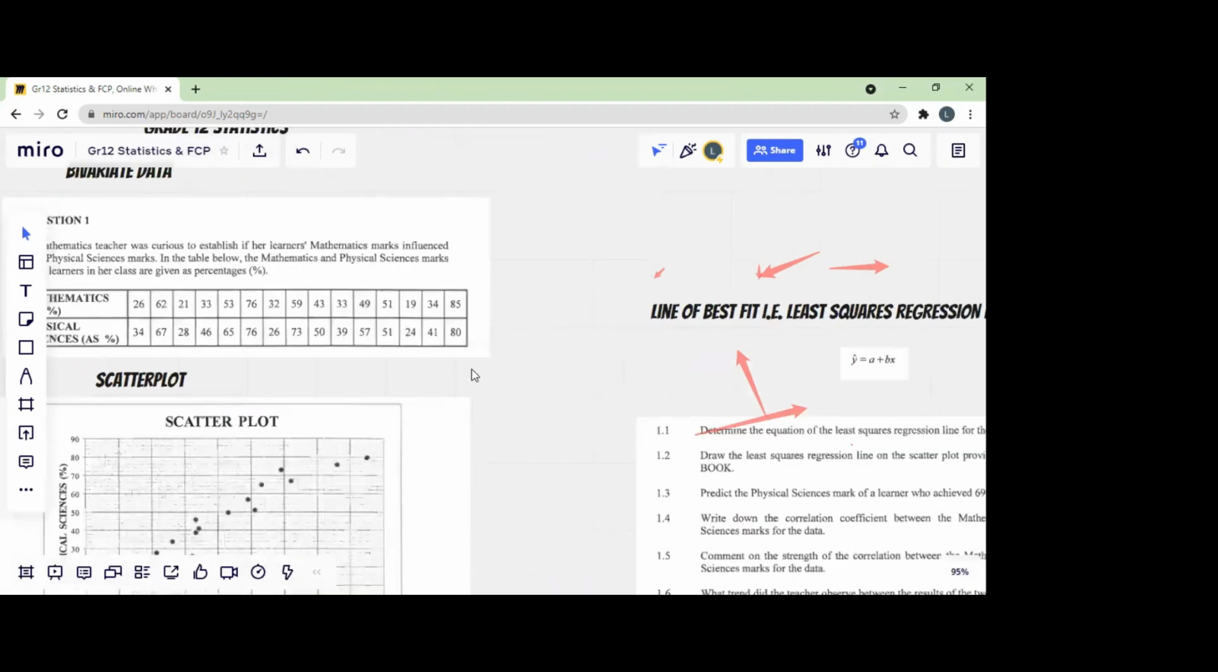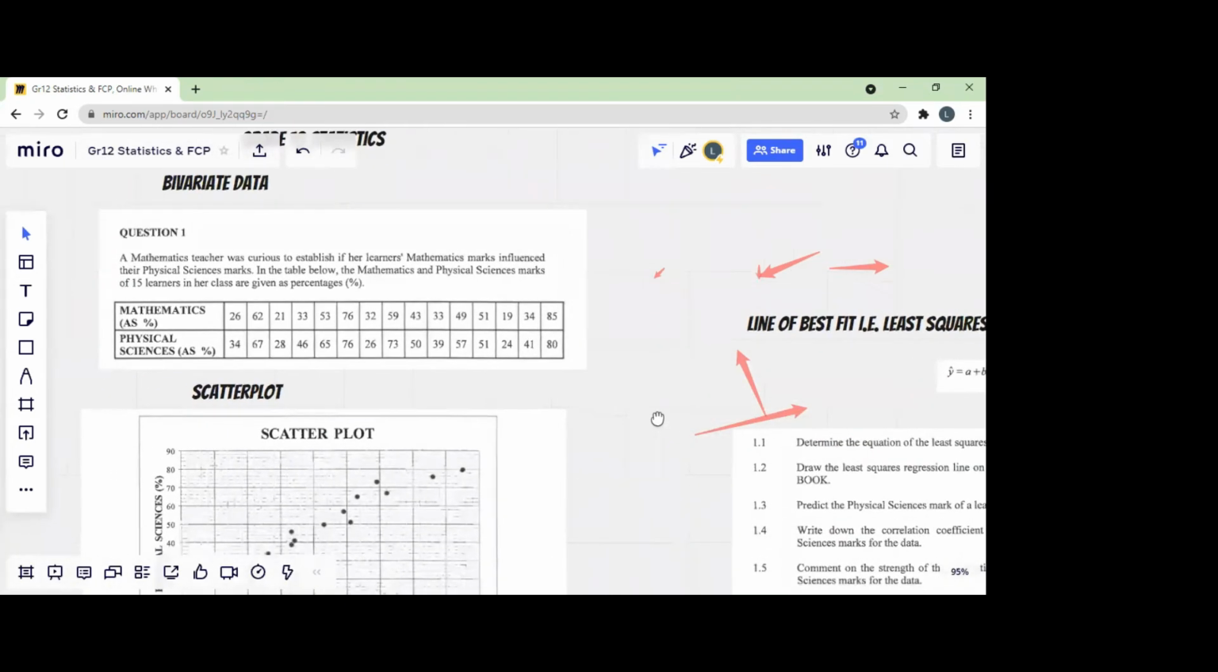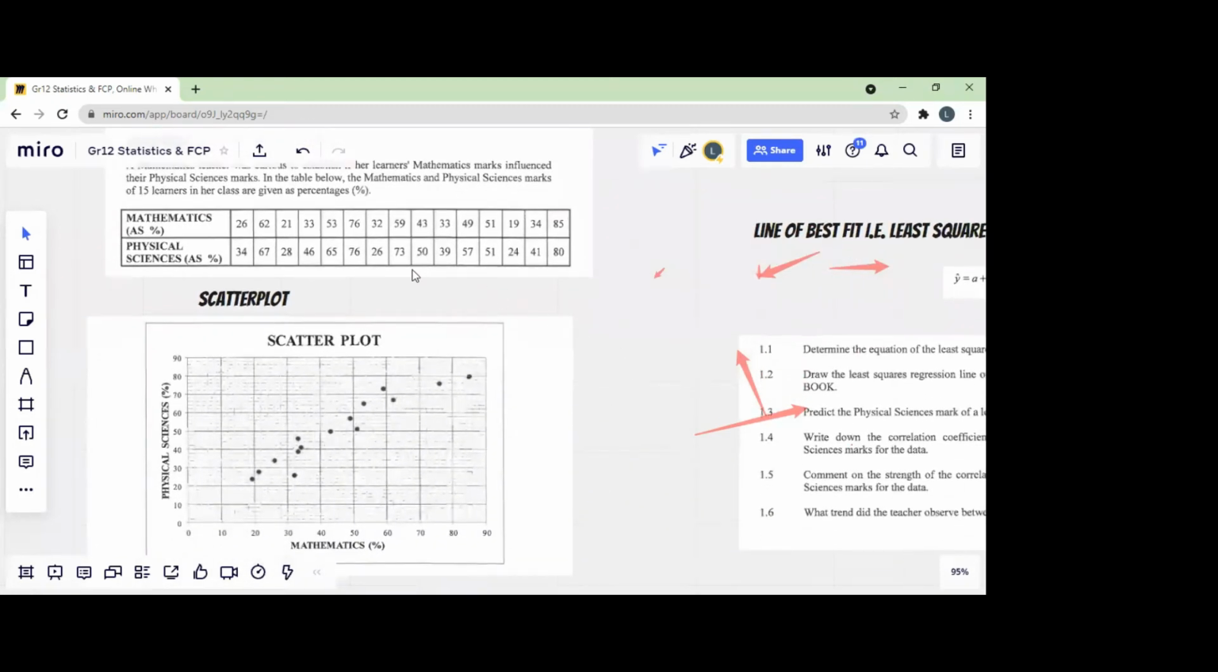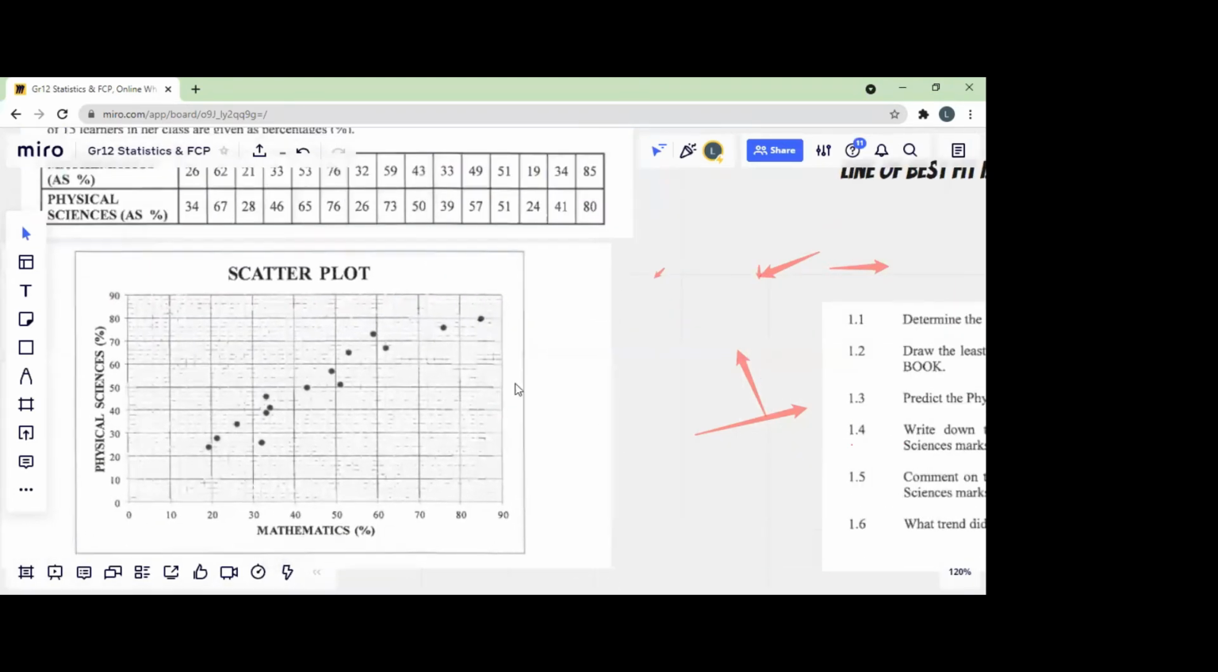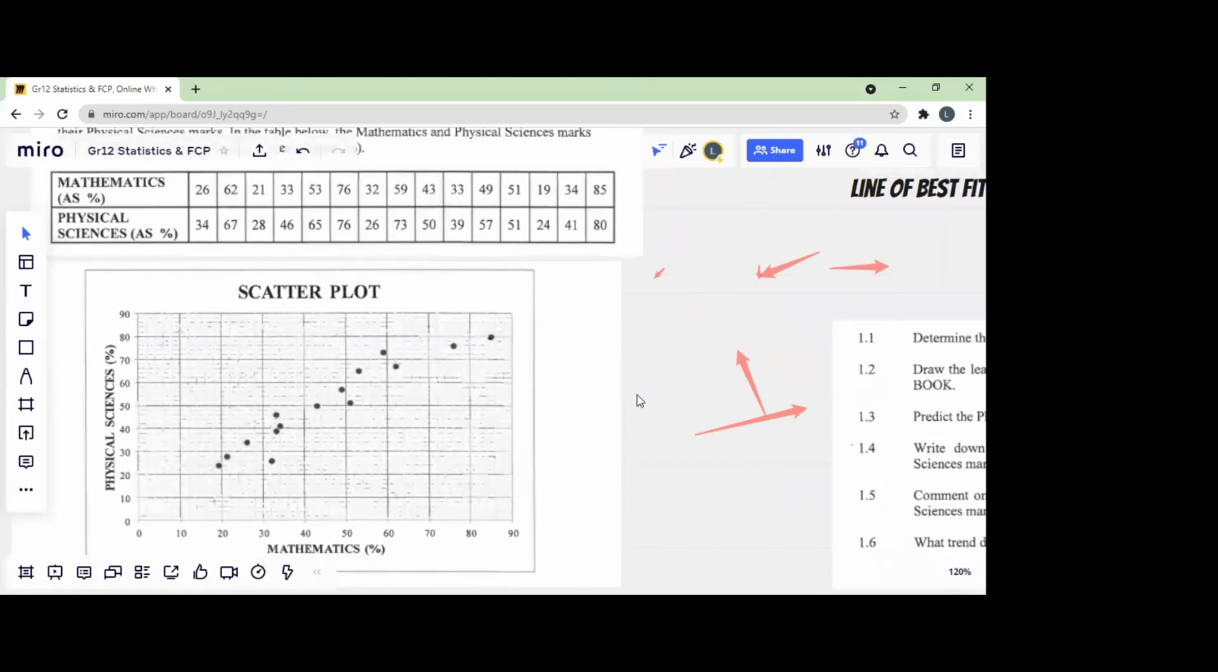In this case, the question comes out of the 2020 paper. Just to be able to explain and talk about things, I think it would be nice for us to go through this. So bivariate: maths marks and physical science marks. They've taken these marks and plotted them on a scatter plot, so they're plotting X against Y. If we have a look at our scatter plot, 26 against 34: 26 would be somewhere over here against 34. That would be this one over here. So that's this point.